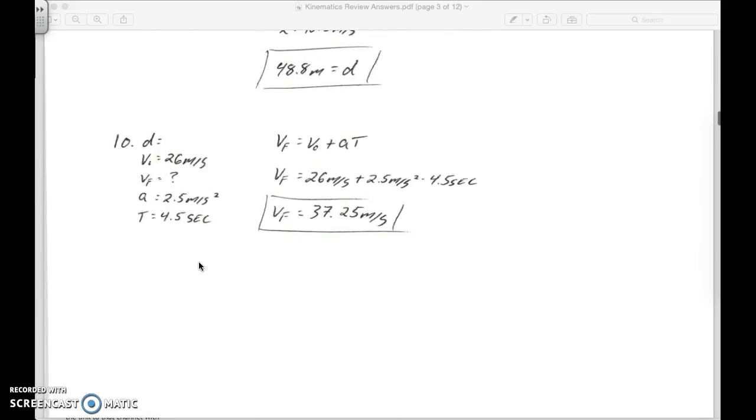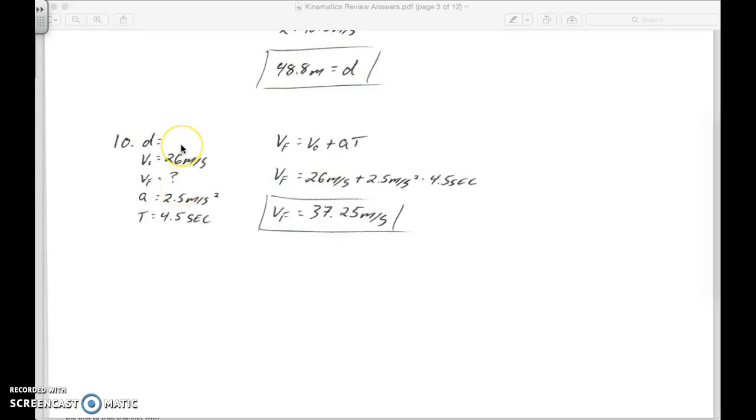Number 10, the driver of a car steps on the gas in order to pass a slow driver in the right lane. The driver was initially going 26 meters per second, that's the initial speed, and accelerates at 2.5 meters per second squared for 4.5 seconds. How fast is the driver going now? So we want to know the new final speed for the car.